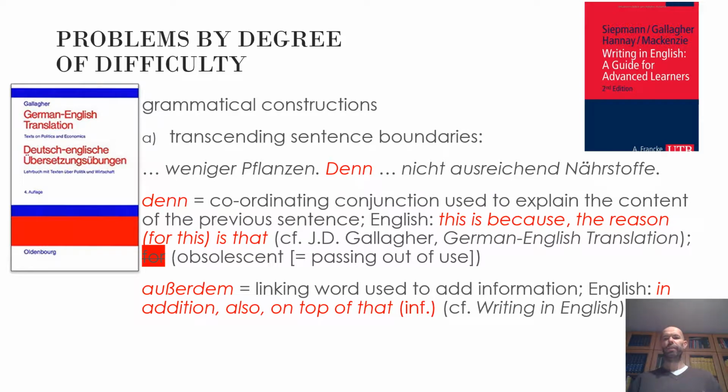You will also find these linking words in our book, Writing in English, A Guide for Advanced Learners, which is in the upper right-hand margin. This is where you'll also find information on how to translate "außerdem," a linking word that's used to add information. Most German learners will fall into the trap of using moreover here or furthermore. These are far too strong for this sort of context. If you simply add a little bit of information, you use in addition, also, or more colloquially, on top of that.